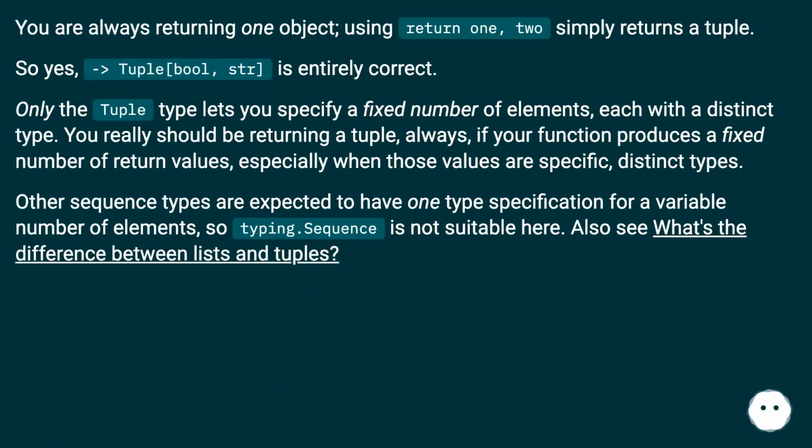You are always returning one object. Using return 1, 2 simply returns a tuple. So yes, tuple[bool, str] is entirely correct. Only the tuple type lets you specify a fixed number of elements, each with a distinct type.